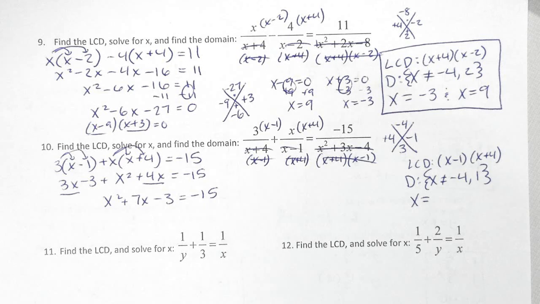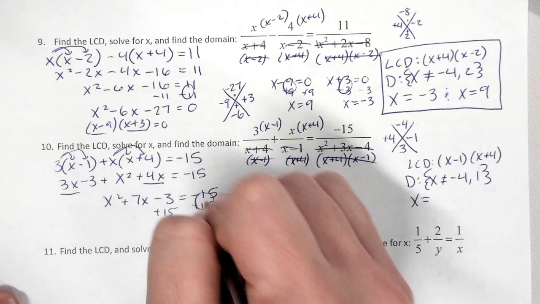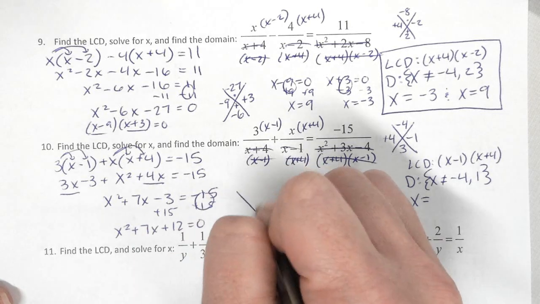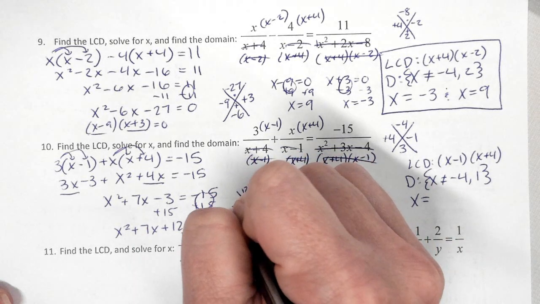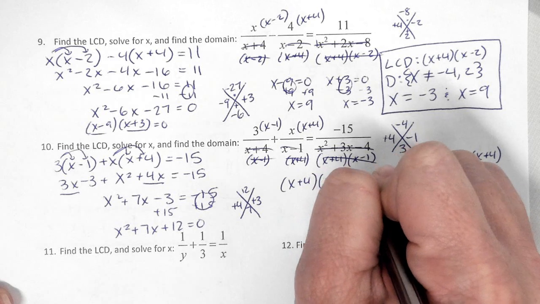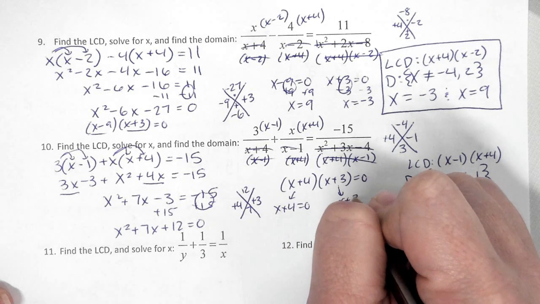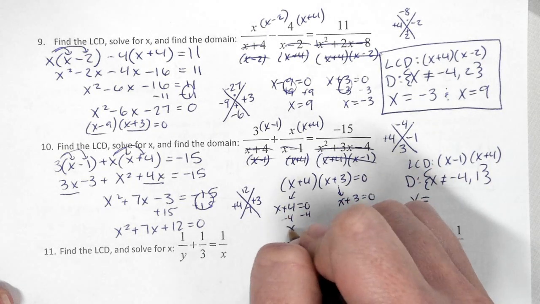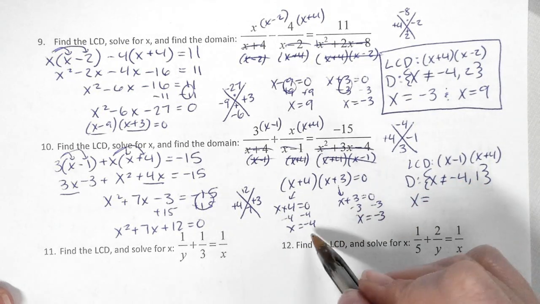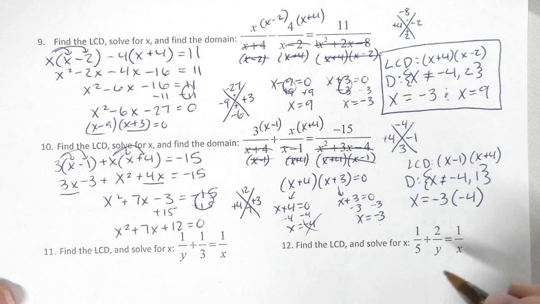Well, again, I have x squared, so I need to make it equal 0. So plus 15, plus 15. x squared plus 7x plus 12 equals 0, and I factor. So it's going to be positive 4, positive 3. And then I separate, and I solve. Well, I said it can't be negative 4, but it can be negative 3. So remember, your answer that doesn't work goes after your solution in parentheses.